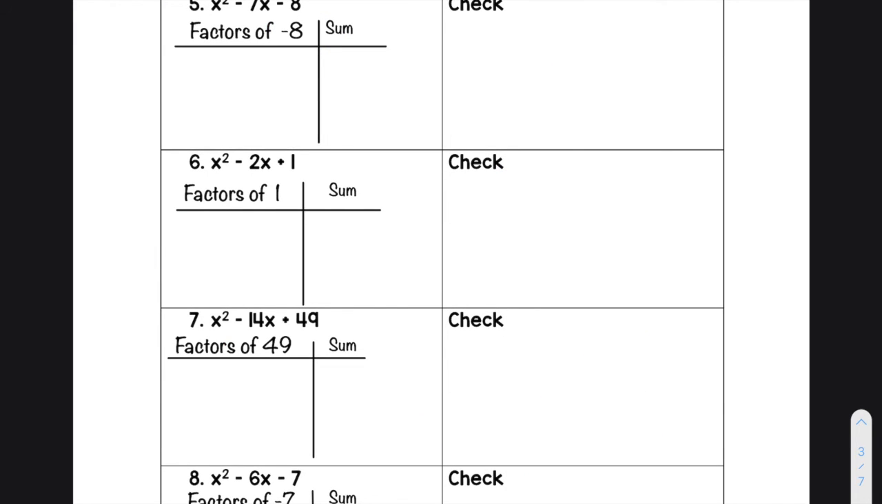What I'm going to ask you guys to do is try the next three problems on your own, number 5, 6, and 7, by first identifying what C and B are, finding the product or factors of the C value, and finding which ones add to the B value. I'm going to start you up with problem number 5, where C is -8 and B is -7. Once you get your answers for problem 5, 6, and 7, play the video back to check.